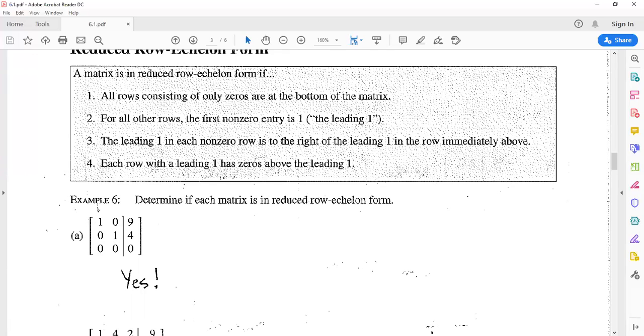Okay, and then each row with a leading one is going to have zeros above the leading one. Well, there's nothing above this guy, so there's nothing to check there. But there is one thing above this one here, and it is 0. So this one does meet all of the qualifications, so we'll say, yes, this is in reduced row echelon form.